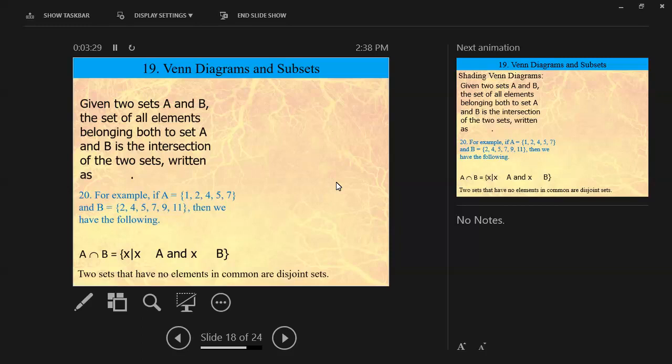So this upside down looking U symbol means intersection. So all elements in set X such that the elements are in A and B, in both. So 2, 4, 5, and 7 are in both. Okay. So two sets that have no elements in common are known as disjoint. Disjoint. Like if you ever play sports, football maybe, and you get a shoulder out of joint, disjoint. So kind of the same thing. Okay. All right.